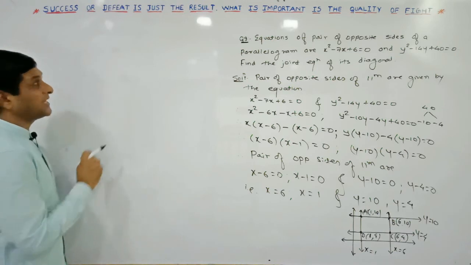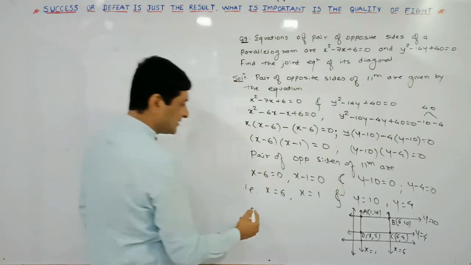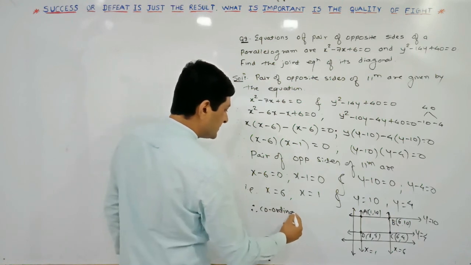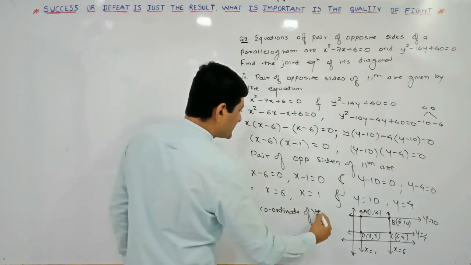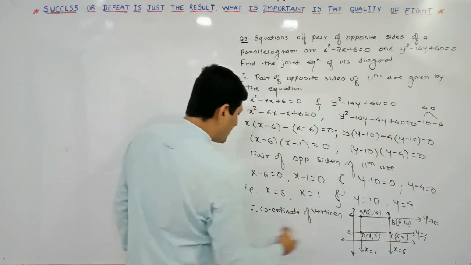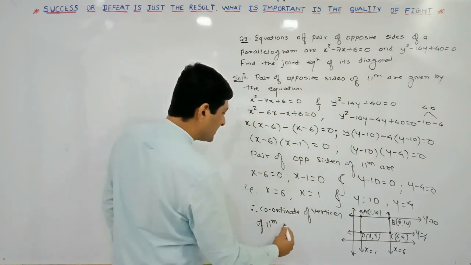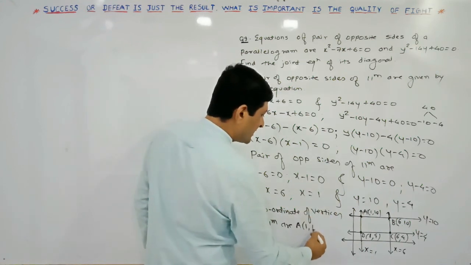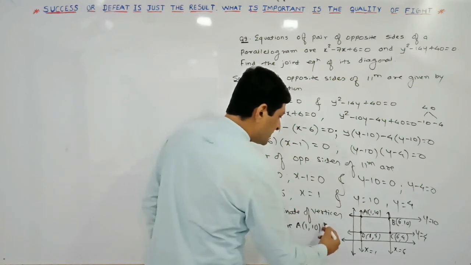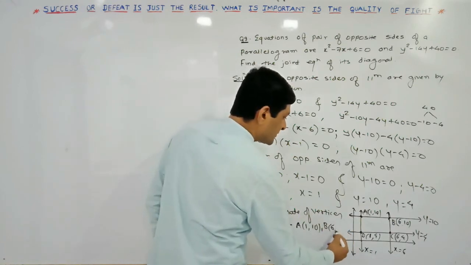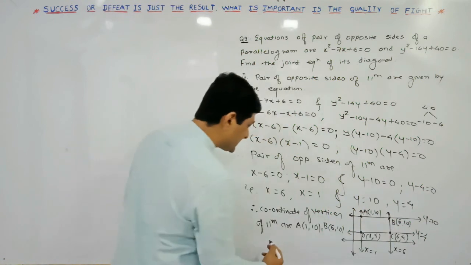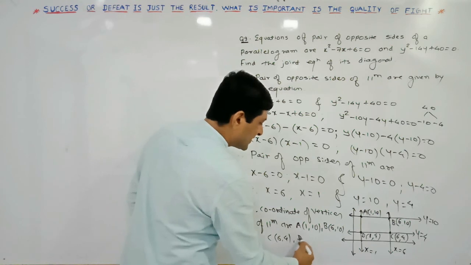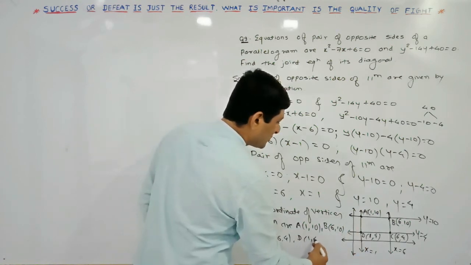So from this figure we can say that, therefore, the coordinates of the vertices of the parallelogram are: A (1, 10). The second vertex B has coordinates (6, 10). The third vertex is C, having coordinates (6, 4). And the last vertex is D, whose coordinates are (1, 4).